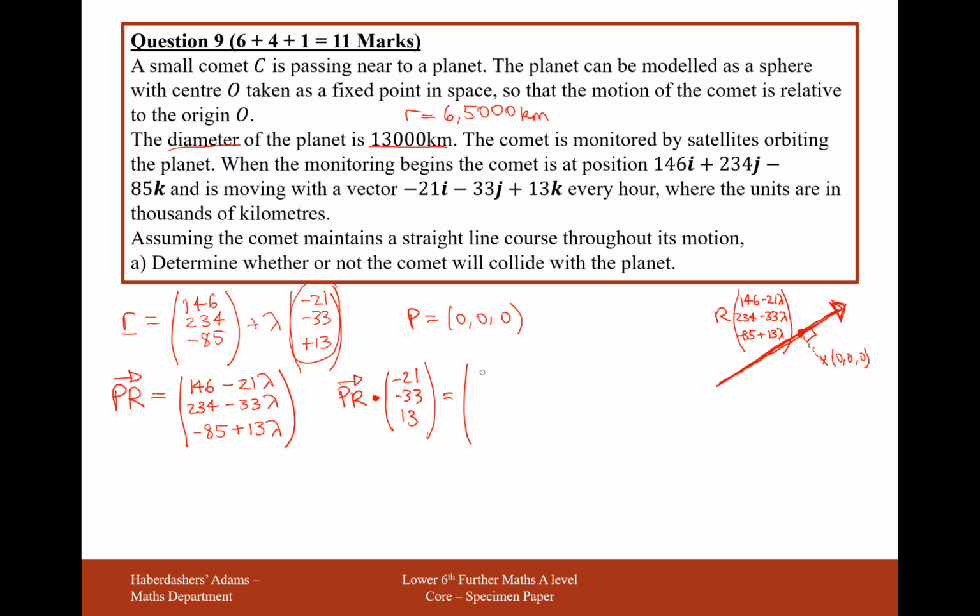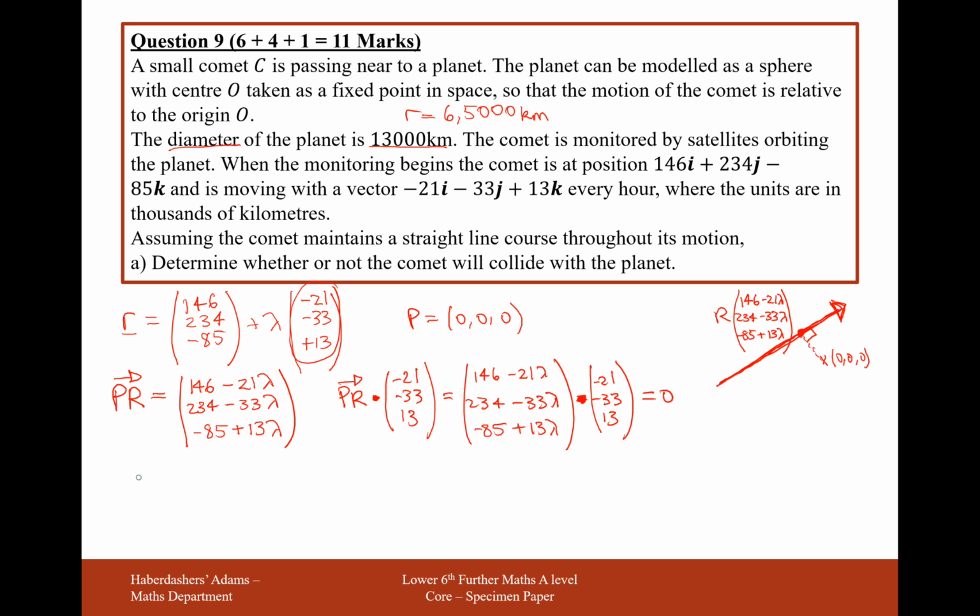So let's go ahead and do this. (146 minus 21 lambda, 234 minus 33 lambda, and minus 85 plus 13 lambda), dotted with (-21, -33, 13). And this is going to equal 0. We'll find out the value for lambda afterwards.